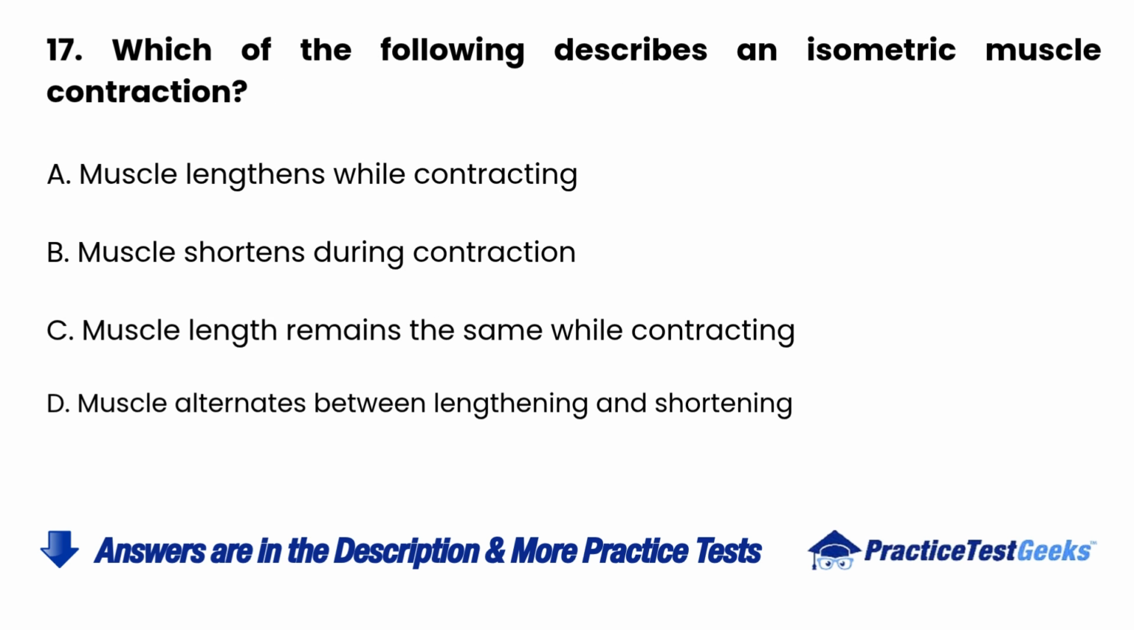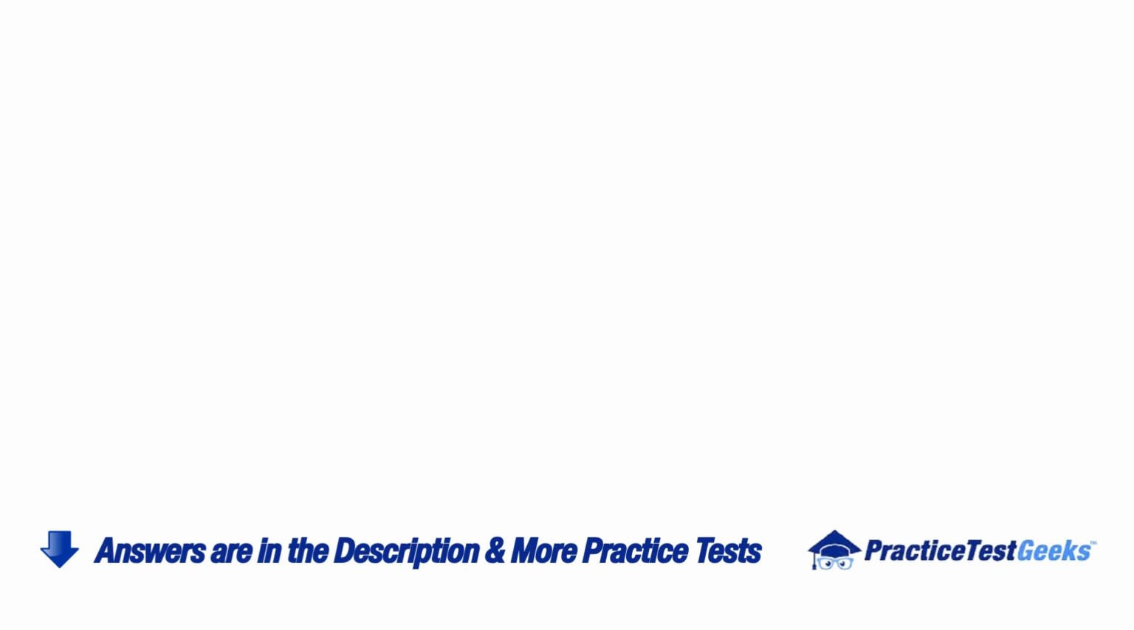17. Which of the following describes an isometric muscle contraction? A. Muscle lengthens while contracting. B. Muscle shortens during contraction. C. Muscle length remains the same while contracting. D. Muscle alternates between lengthening and shortening.